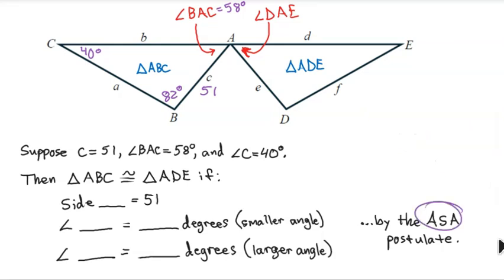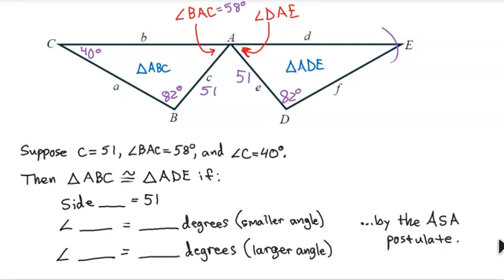And so now to use the angle side angle postulate, we're going to need side C to be congruent to its corresponding side over here. Well, it looks like side C is the shortest side of triangle ABC. And the shortest side of ADE looks like E here. So if E was equal to 51, okay, and now we need angle D and we need angle DAE, okay? Well, angle D looks like it corresponds to angle B. So angle D will have to be 82 degrees.